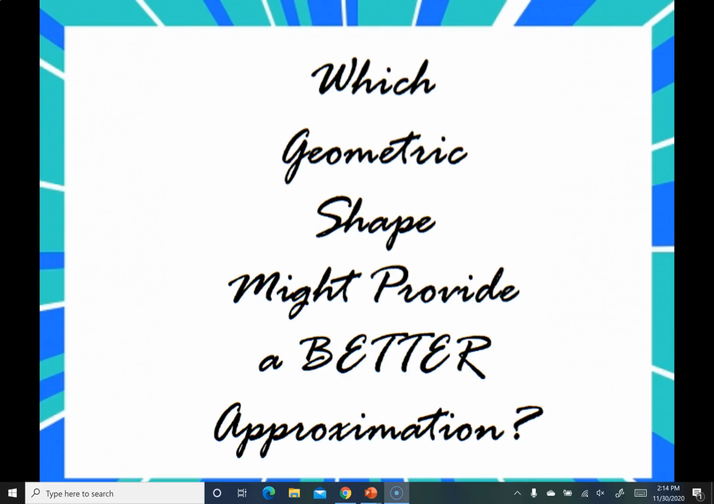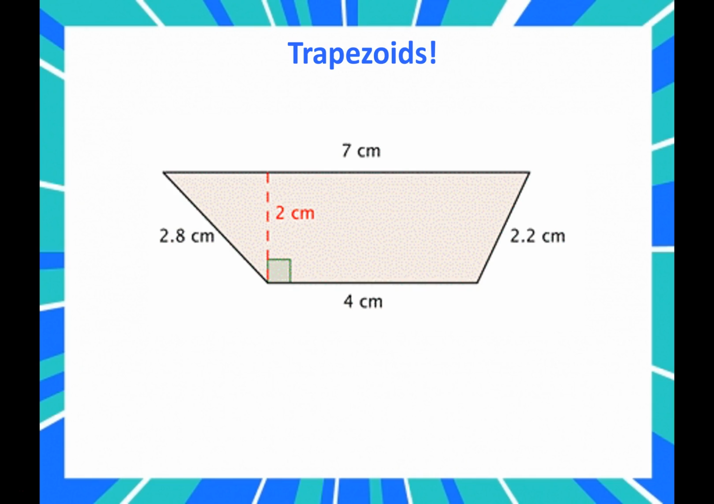Well, we have used rectangles to approximate the area under the curve, but which geometric shape might provide a better approximation? Obviously not a circle, not an octagon. What are you thinking? Did you guess it? If you said trapezoid, you are correct.